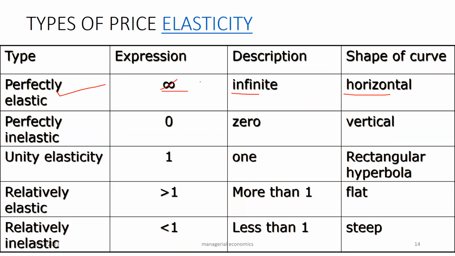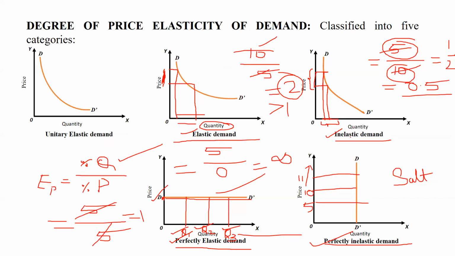So I hope this is clear. Then the perfectly inelastic expression would be 0, right? And this curve would be vertical. Let's say we will understand this is the vertical curve. This is the perfectly inelastic. Let me change my pen color. Not this one, I will take something green. You can see, this demand curve is vertical.